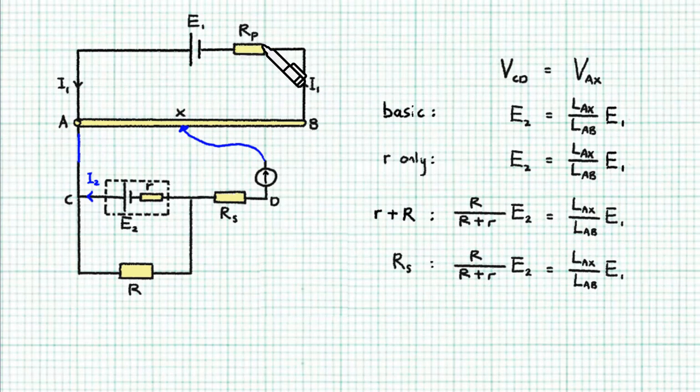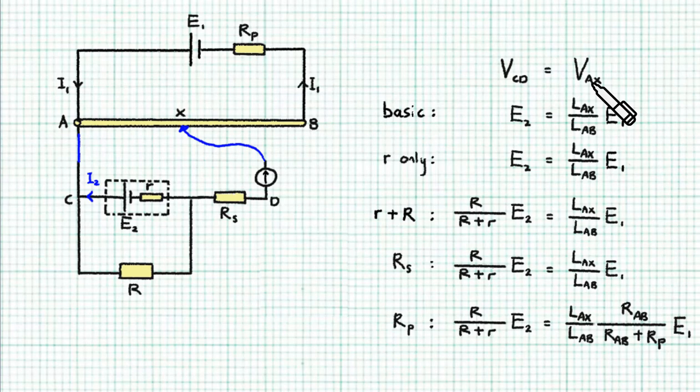By adding a resistor in series with the slide wire, VAB is no longer equal to E1. VAB is now a fraction of E1. So our VCD equals VAX equation now looks like this. This lump here is actually VAB, and it's just the potential divider principle again. Because E1 is now divided between the slide wire and RP. So according to the potential divider principle, VAB is now equal to RAB, which is the resistance of the entire length of slide wire, divided by the total resistance of the driver circuit.